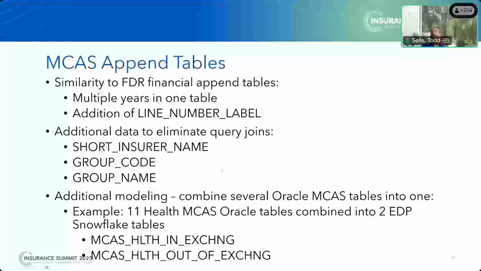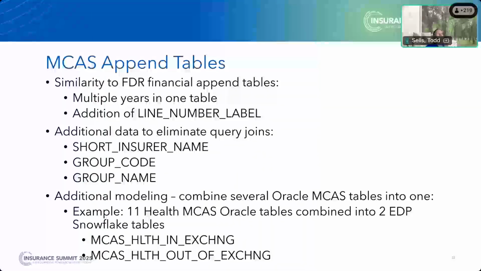All right, so that's the financial side of it. And again, that's where my expertise lies. These are slides that my colleague Teresa Cooper gave me to let you know. But just as we were making the data tables more useful on the financial side, MCAS did that, and then they kind of took it to another level. So they've done the same thing we did in terms of append. So they have multiple years in one table instead of a single table for a certain year. They've also added the line number label like we did, but they've also added short insurer name, group code, and group name directly into the MCAS data tables.